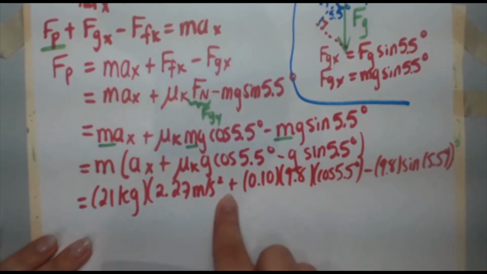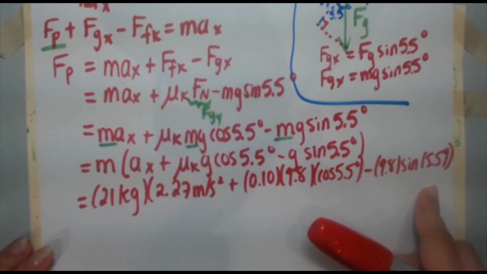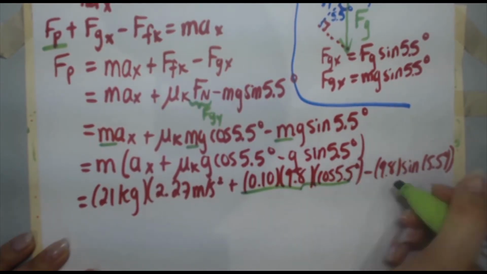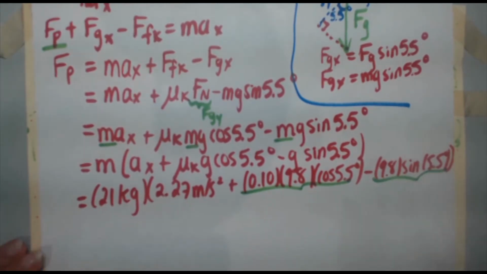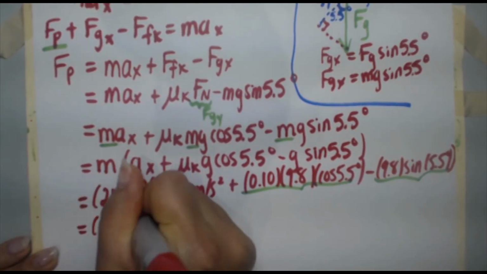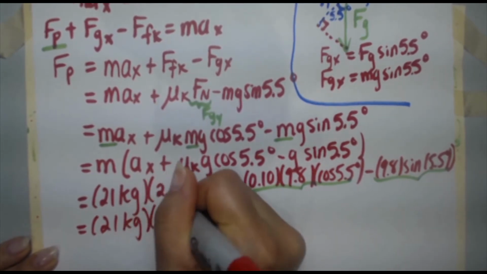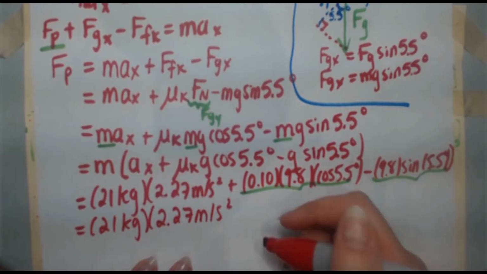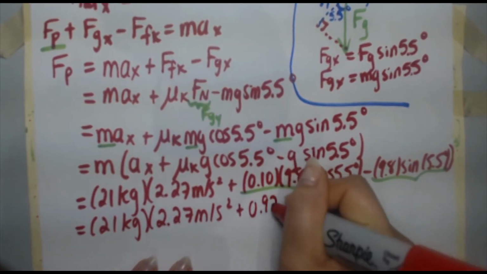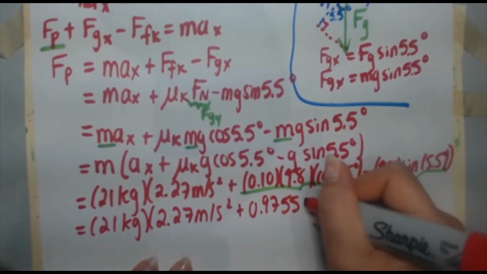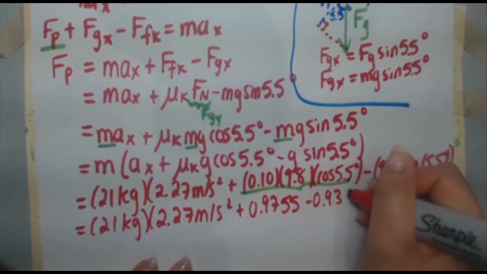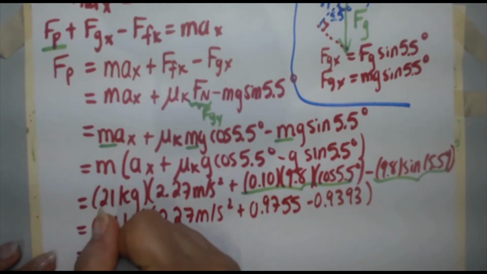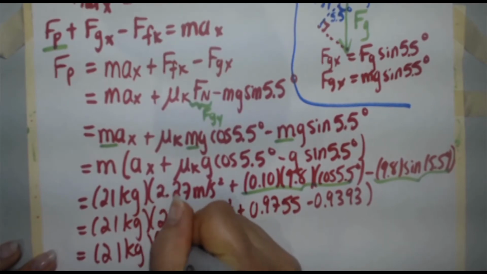This entire expression in the middle, there's a lot of stuff happening here, and to prevent you from making a mistake, I would say solve each part individually. Enter that in your calculator, and then draw the next line for that. So 21 kilograms, 2.27 meters per second squared. This quantity here is 0.9755, and that last term there is 0.9393.